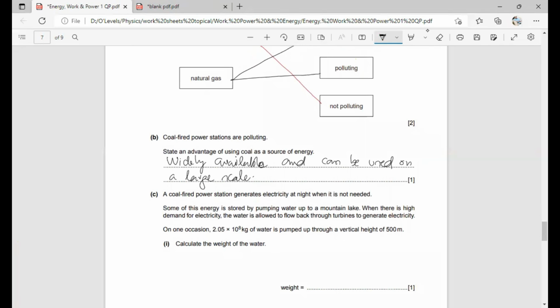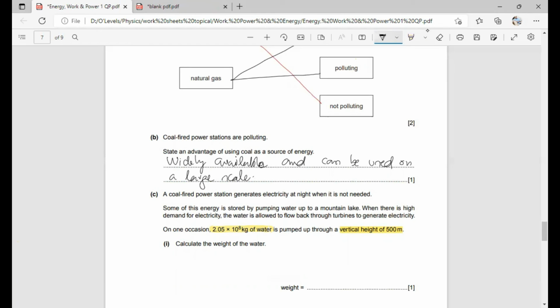A coal-fired power station generates electricity at night when it is not needed. Some of this energy is stored by pumping water up to a mountain lake. When there is high demand for electricity, the water is allowed to flow back through turbines to generate electricity. On one occasion, 2.05 × 10^8 kilograms of water is pumped through a vertical height of 500 meters. Calculate the weight.